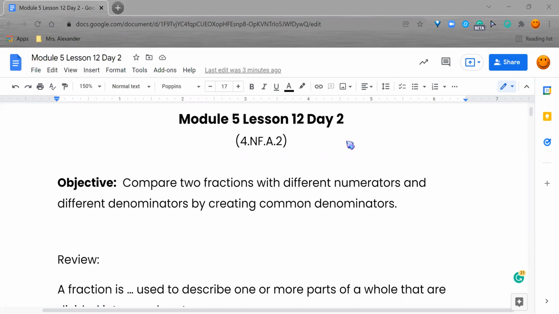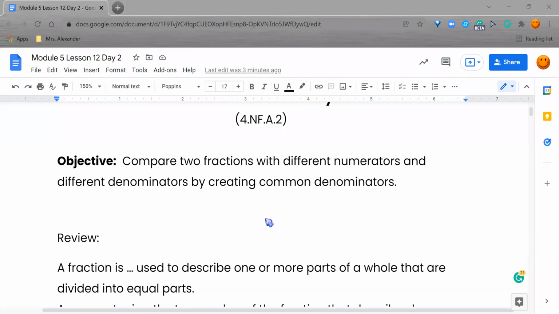We're doing Module 5, Lesson 12. We're doing the second day. I'm making sure you have enough time to take your time to be able to learn and process the steps to find the common denominator. So here we're going to compare two fractions with different numerators and different denominators by creating a common denominator.